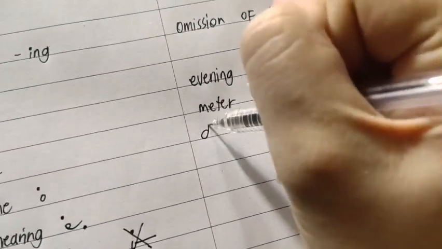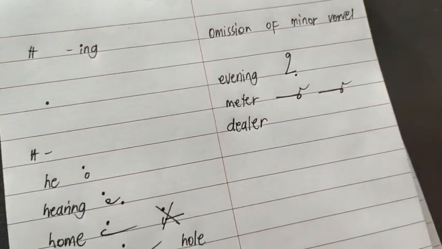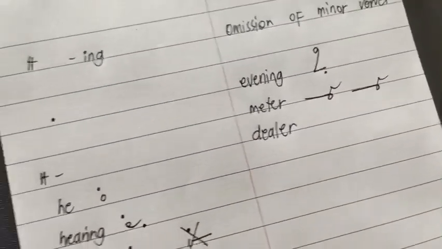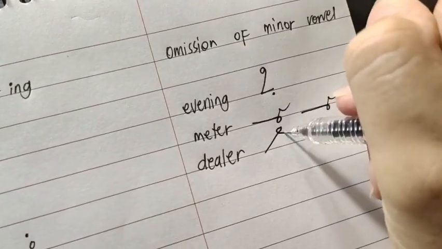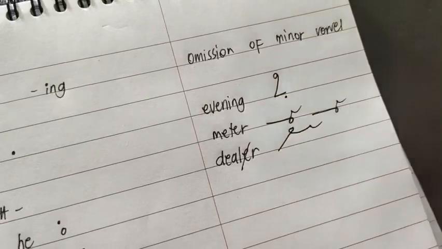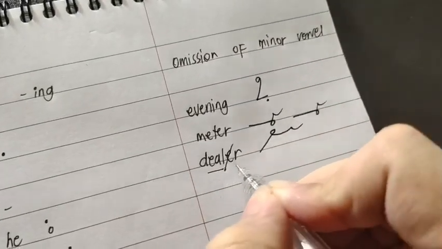Next is dealer. Dealer. Spell what you hear. Huwag magbabasa eh. Baka nalilito na kayo sa sobrang daming letter. Dealer. So, we have D-E-L. Deal. Ler na lang. R. Okay? So, inumit na natin yung E. We have the deal. Ler.